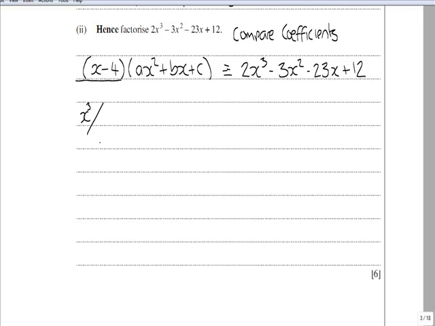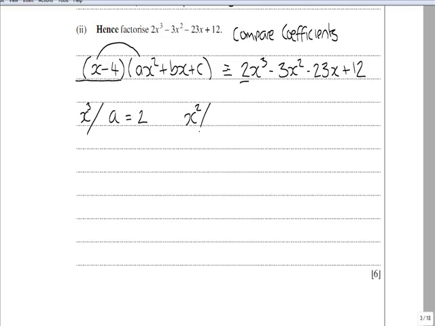The only way we can create an x cubed term on the left hand side is by multiplying ax squared by x. So we have ax cubed on the left hand side, which must be the same as 2 on the right hand side, because that's our only x cubed coefficient.